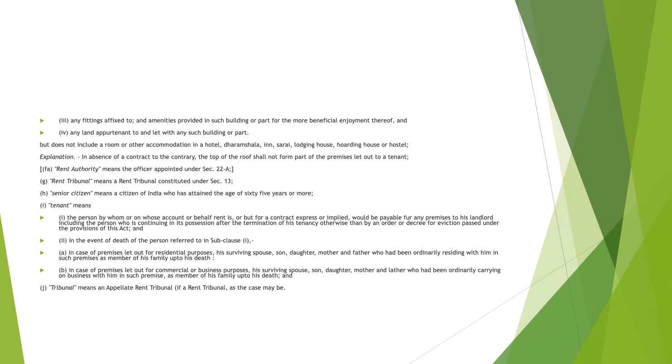And then tenant means, in the event of death of the person referred to in subclause 1, in case of premises that are let out for residential purposes, his surviving spouse or his son or daughter or mother or father who has been ordinarily residing with him in such premises as member of his family up to his death, that will be tenant. And in case of premises that is let out for commercial or business purposes, then his surviving spouse or son or daughter, mother or father, who had been ordinarily carrying on business with him in such premises as member of his family up to his death.